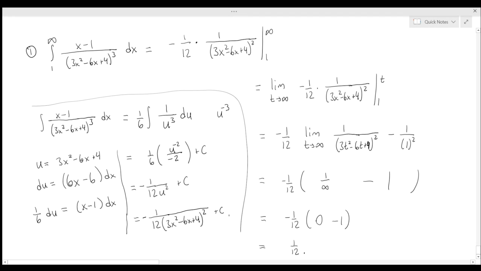So then for this one, looks like this improper integral will converge, and it seems to converge to an answer of 1/12. Okay. All right, but any questions about that?